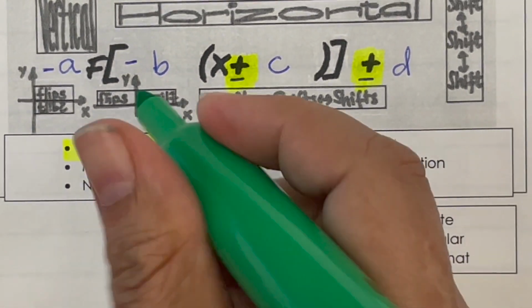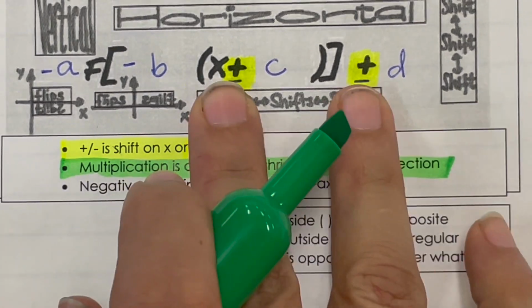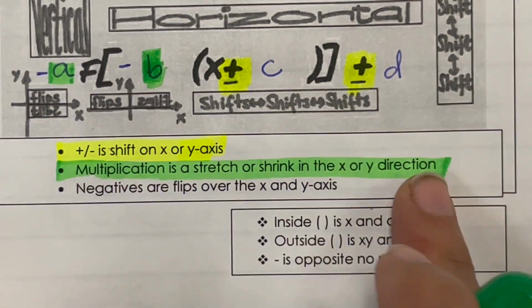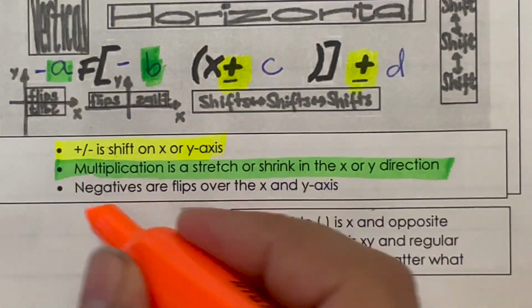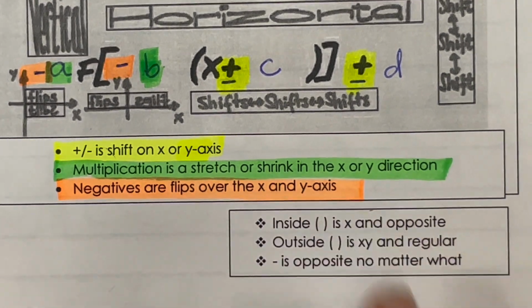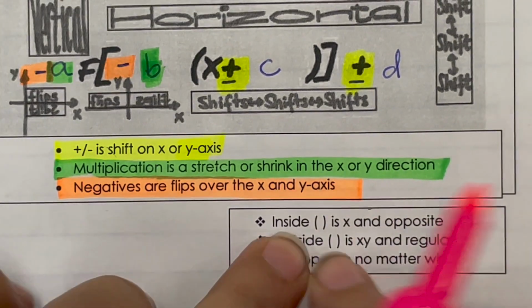Multiplication is a stretch or shrink in the x or y. So anything multiplied, that's a and b. If you have numbers there, that's multiplication: stretching or shrinking. Negatives, and this is not a minus sign, these are negatives, are flips over the x and y axis. All right, so let me go over the rules.